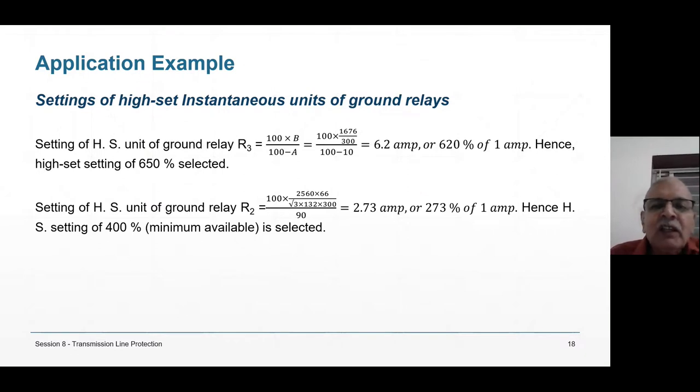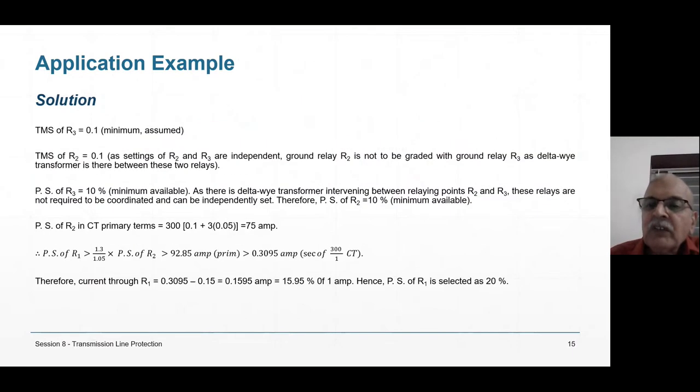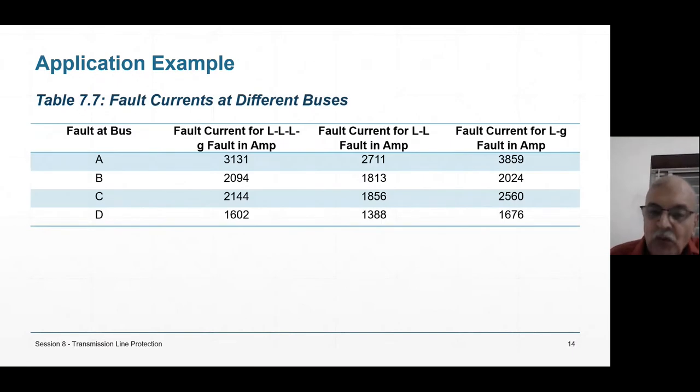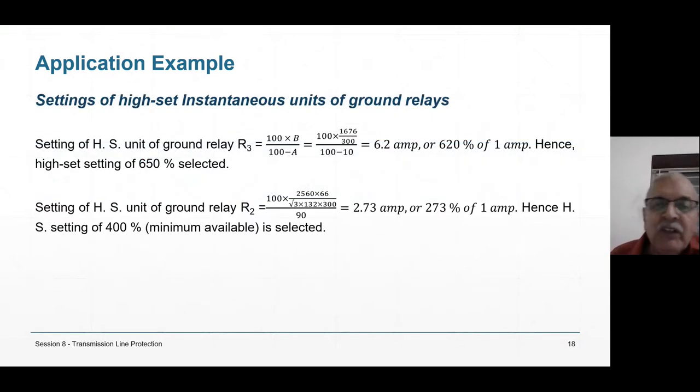This is ground relays. Yes, the first one was phase relays. Now 1676, we are taking ground current, right? For ground current, we are taking 1676. So 1676 divided by 300 comes to 6.2, so 620%. So we go for 650% because the steps of 50% are available.